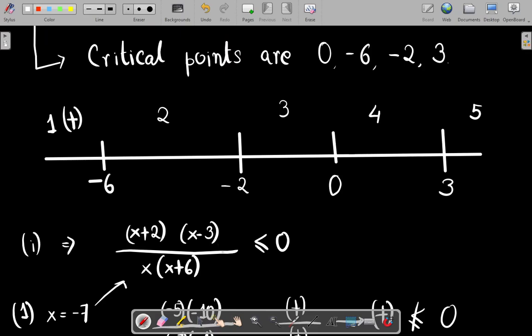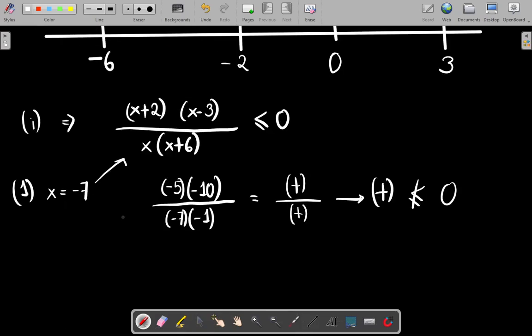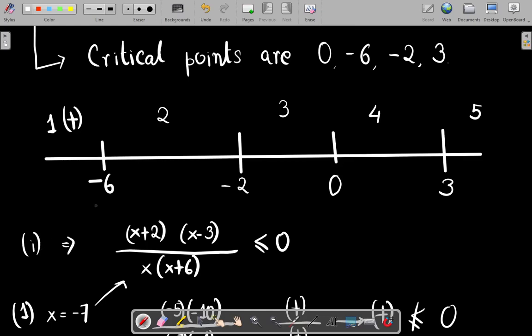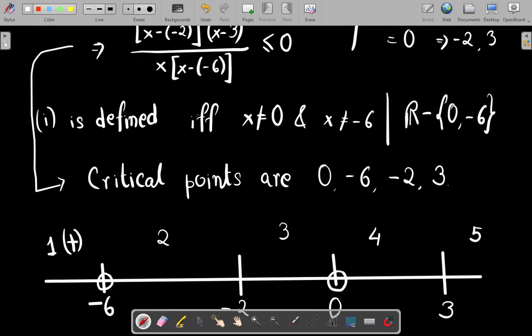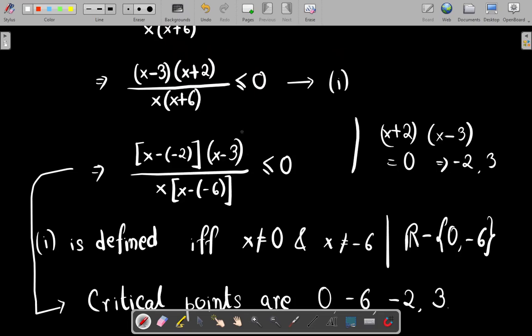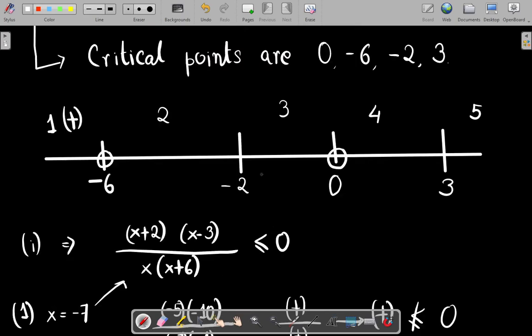Now I will come to the second region. The second region lies between minus 6 and minus 2, but minus 6 is excluded, and 0 is excluded, because these two points are undefined. The domain is R minus {0, minus 6}, so these two points are excluded.